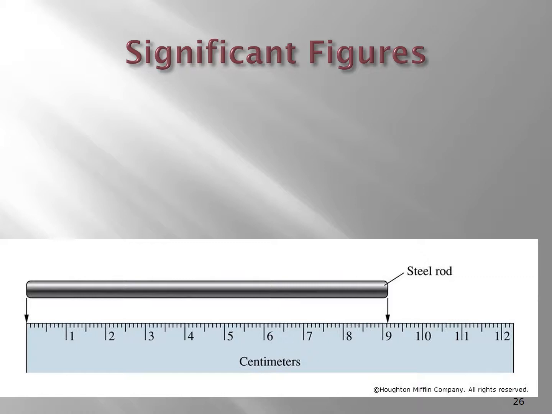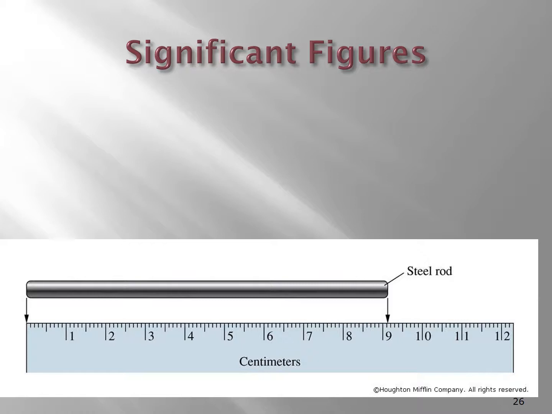And actually that arrow falls somewhere between 9.1 and 9.2. So you can see that our certainty is that it's somewhere between 9.1 and 9.2. So you would definitely want to report this as 9.1. Then you're going to estimate one more digit.